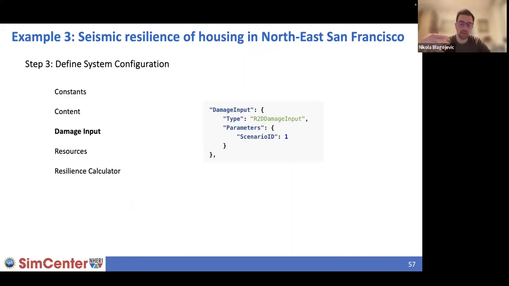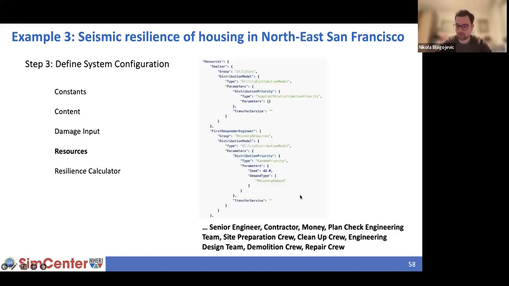then assigns damage states to components in pyrecodes. The only thing you need to define here is the scenario ID, because this is all Monte Carlo sample. There are a lot of results, probabilistic, of course, and then you define which scenario you want to look at. So you can run pyrecodes while changing the scenario ID, so you can also get the uncertainty bounds in these simulations. Resources, there are a lot of resources now, but luckily they're very simple to define.